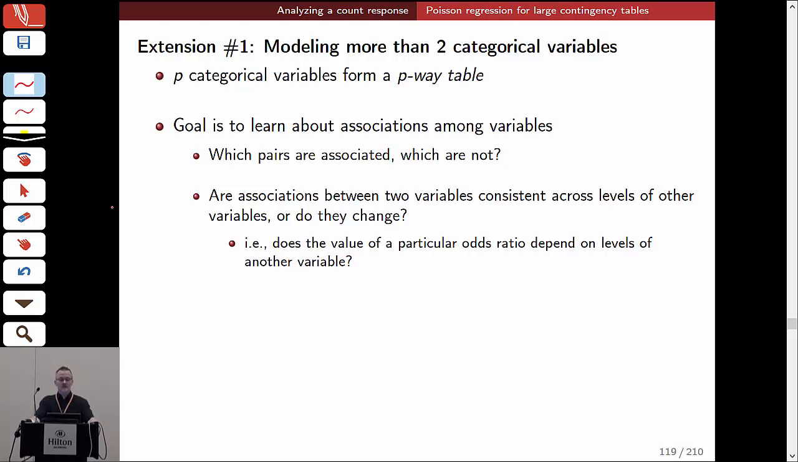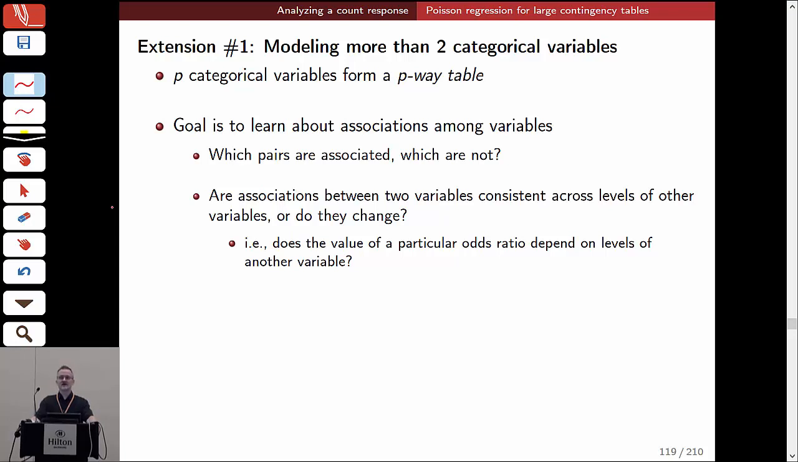Okay. There are lots of ways to extend this, just as there are lots of ways to extend the logistic model. So the first extension is, what if you have more than two explanatory variables, which is very often, you frequently will have more than two explanatory variables.